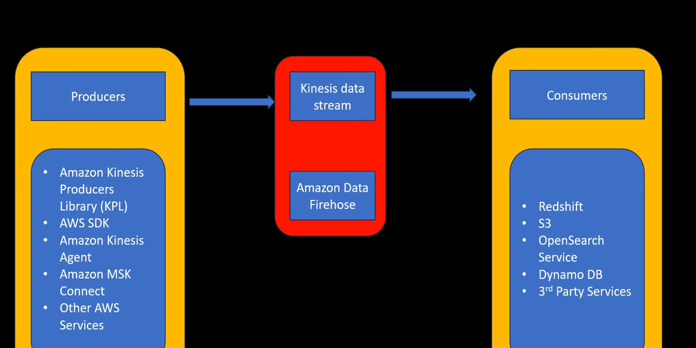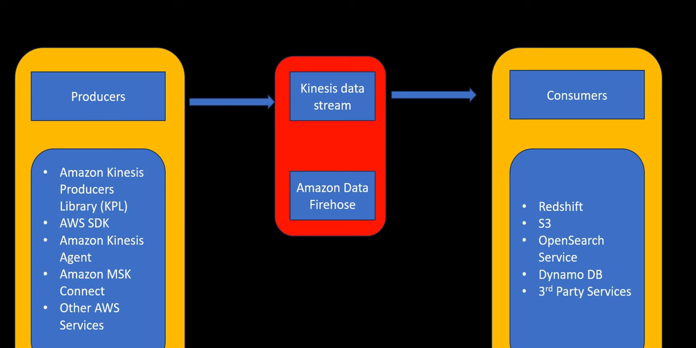Now, in the streaming data process, there are producers, then there is the stream where data is processed and some analysis is done, and then there is a consumer. Producers can be the Amazon Kinesis Producer Library, AWS SDK, Amazon Kinesis Agent, Amazon MSK Connect, and other AWS services. So there can be multiple, different types of producers.